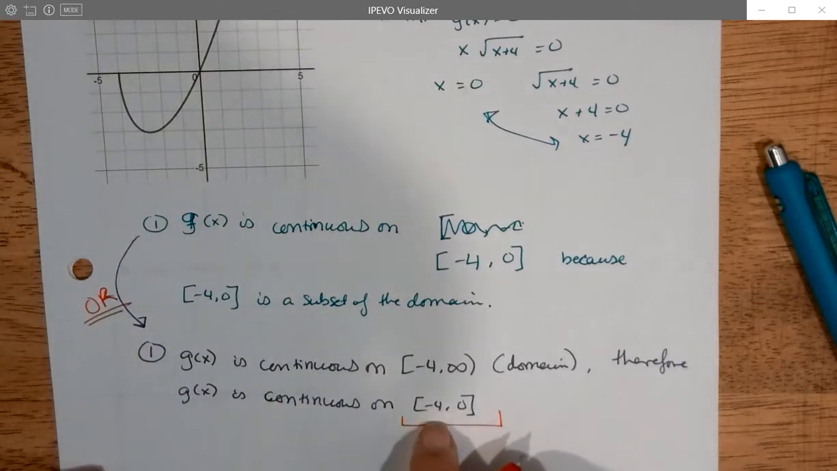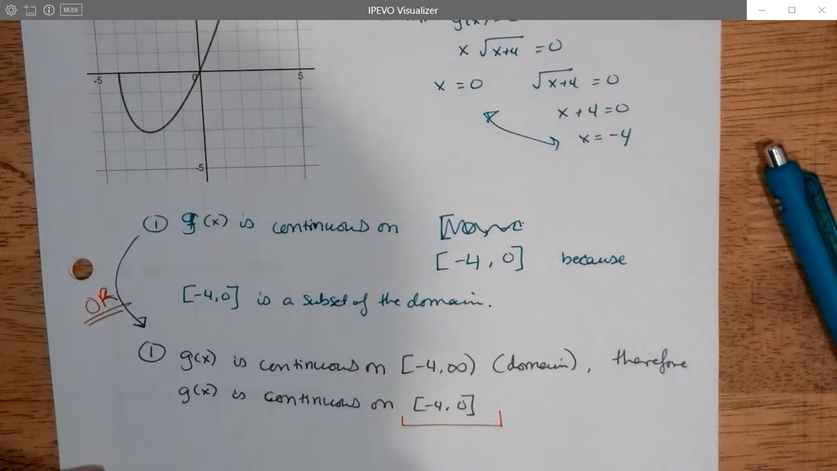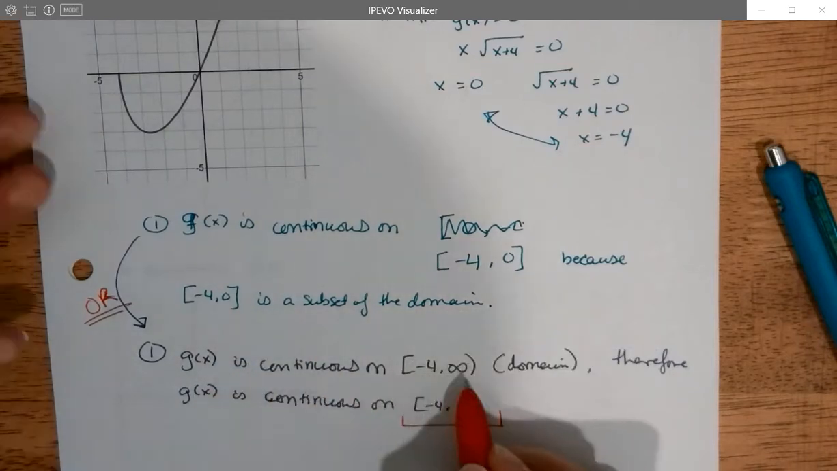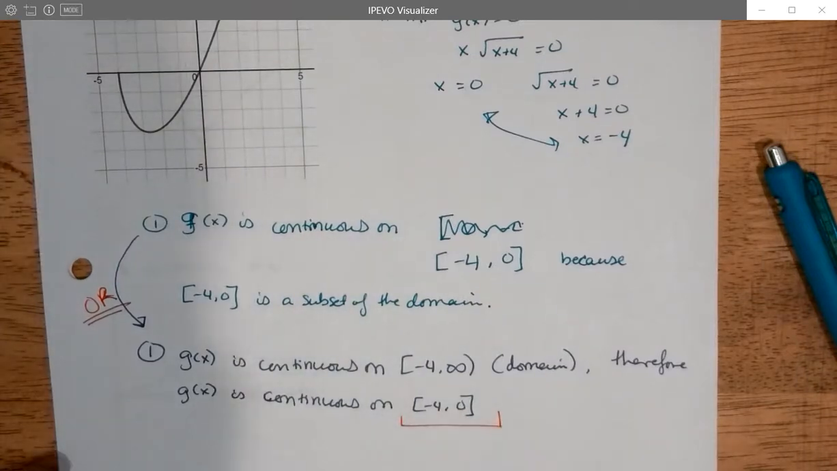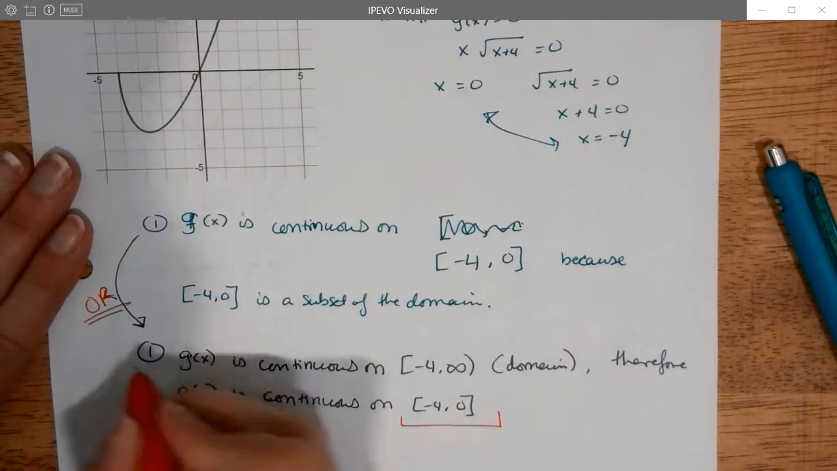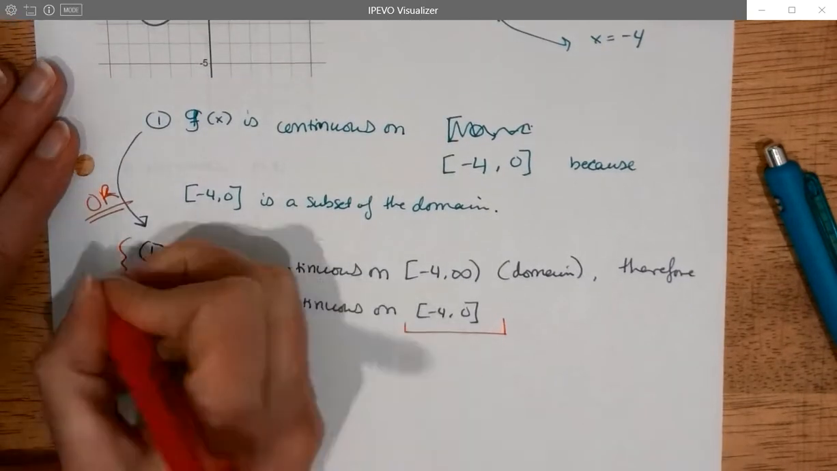Since it's not necessarily obvious because it isn't the domain, I need to state that it's continuous on the interval and give a reason. So subset of the domain is one reason, or if I say it's continuous on and give the whole domain, then I can prove that it's continuous on that subset interval. If you ask me which one of these I prefer, I probably prefer the second option for number 1. So I'll give it a star.